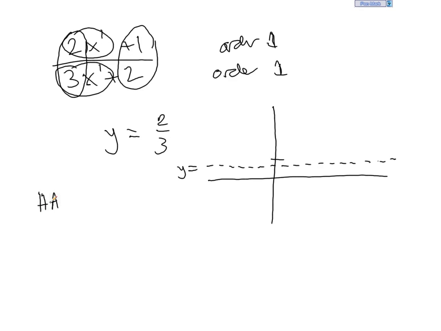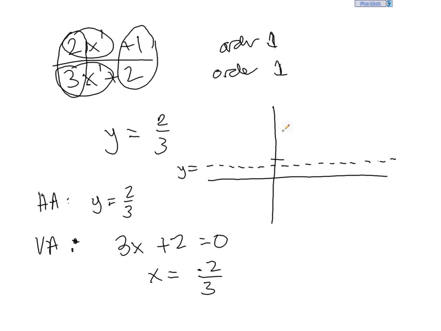Our horizontal asymptote we found to be y equals 2/3. Our vertical asymptote, well, we know that that's constantly the thing that makes the denominator 0, so we want to figure out, well, what's going to make 3x plus 2 equal to 0? Now you can solve that however you want, but you're going to end up getting x equals negative 2/3. So that means that negative 2/3 will have an asymptote that runs through there.